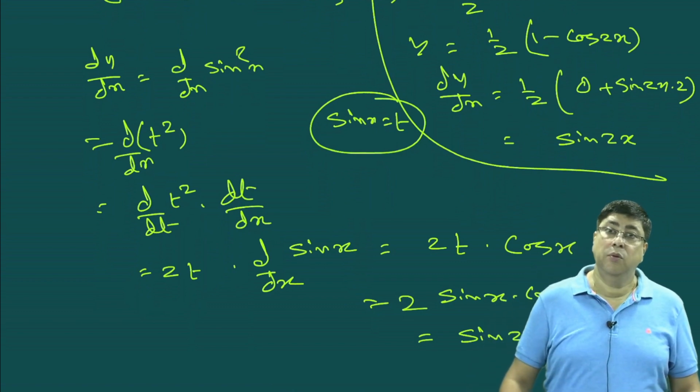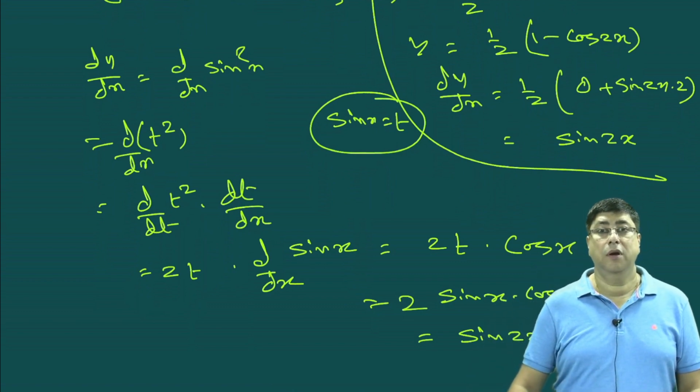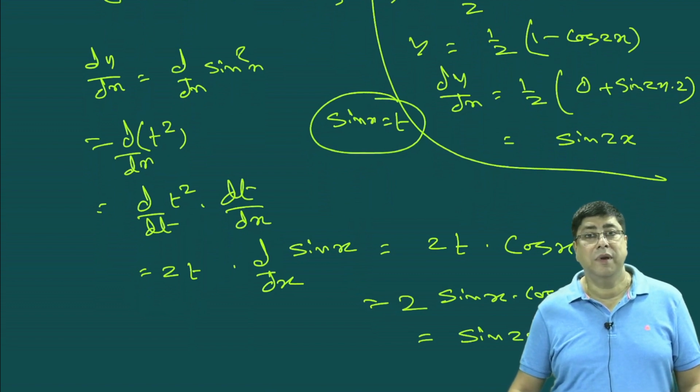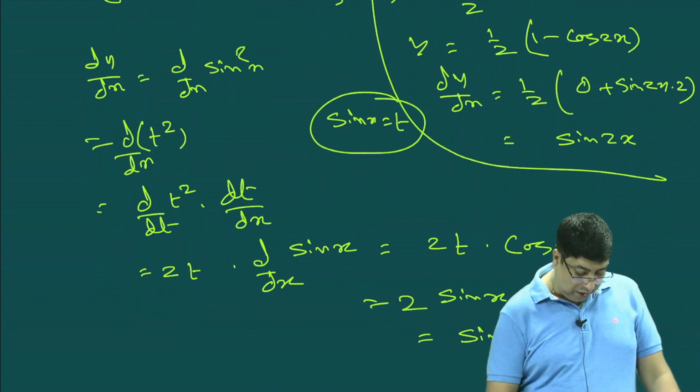This is called the chain rule. This is called the substitution method, replacement method. So different names in different books. Next.